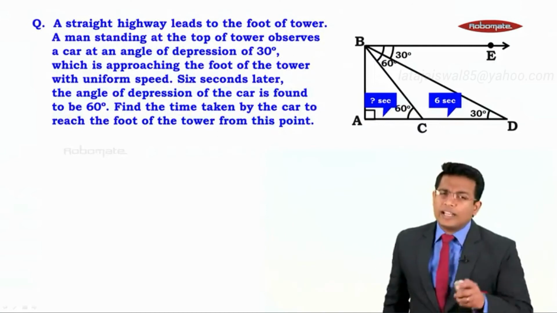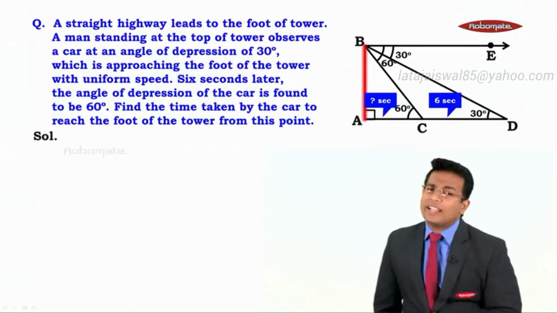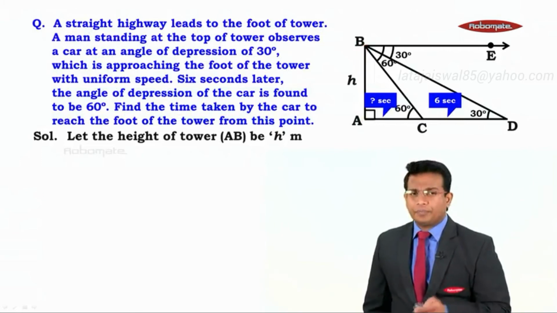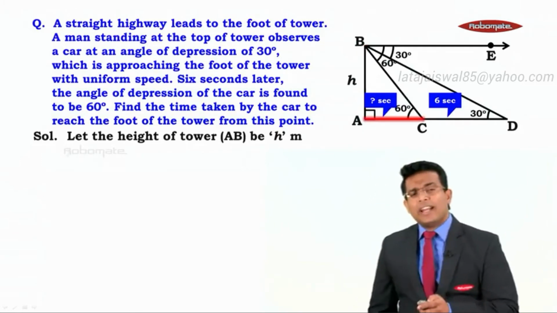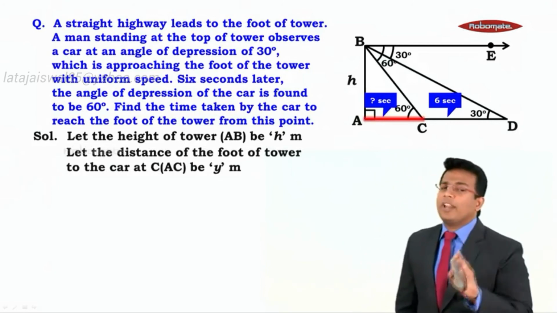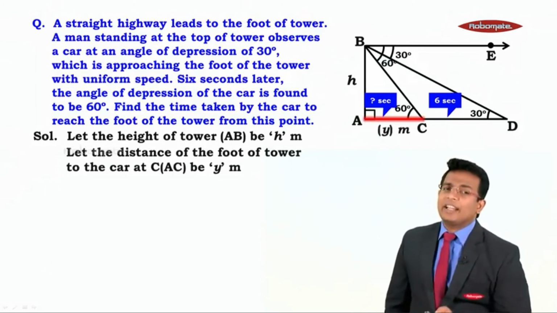Now, how are we going to do this? Let's do a few descriptions here. Now, here we can say that AB represents the height of the tower and we have taken it as H. The next thing which we write here, AC. AC is nothing but the distance from the foot of the tower to the car at point C. Right. And let's say we take that as Y.